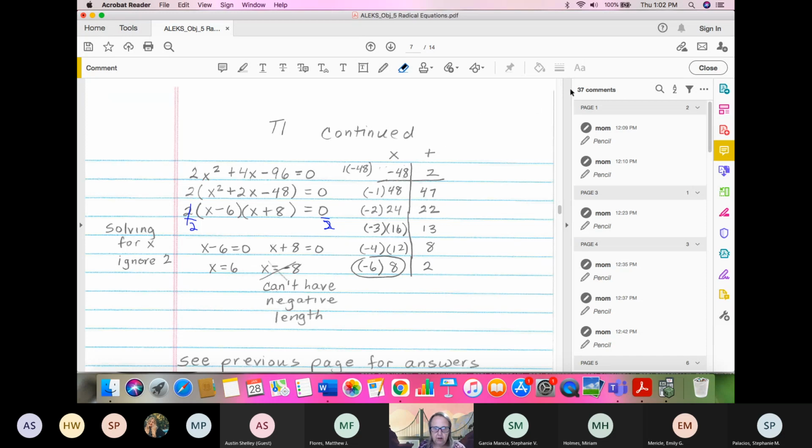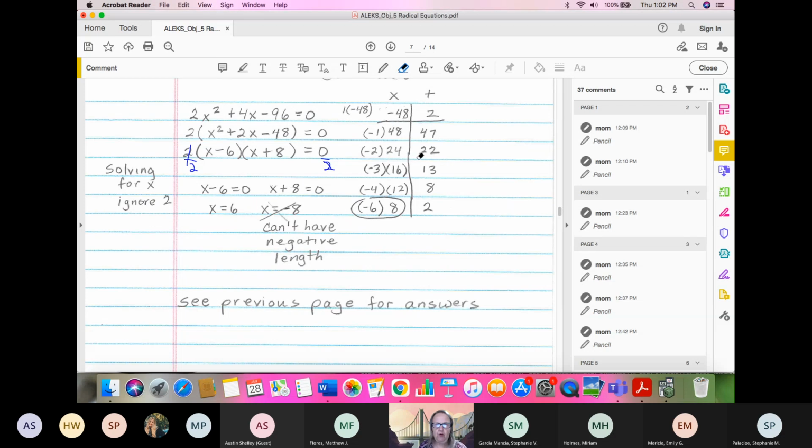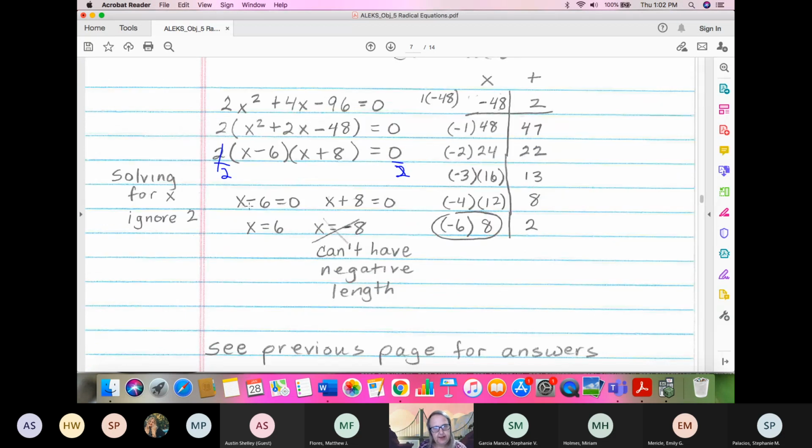Okay. So we want to take a look. We want to solve each one of these. x minus 6 equals 0 and x plus 8 equals 0, since that's the only way we're going to get 0 on this side, is if one of them is 0. And if we solve for x, when we move this negative 6 to the other side, we get x equals 6. When we move this 8 to the other side, we get x equals negative 8.